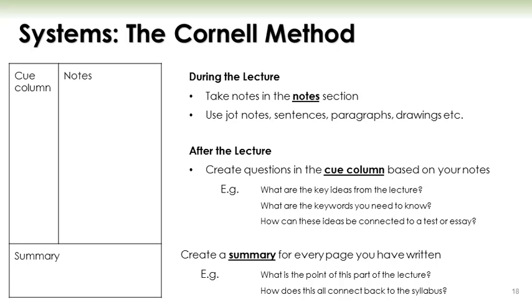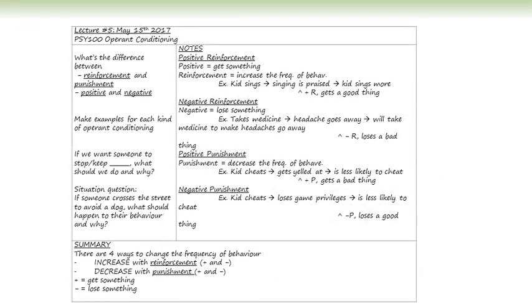At the bottom of your note, you'll also write a summary for every page of notes you've made. Ask yourself, what is the point of this part of the lecture, and how does this all connect back to the syllabus? Here's an example of a note made using the Cornell style.